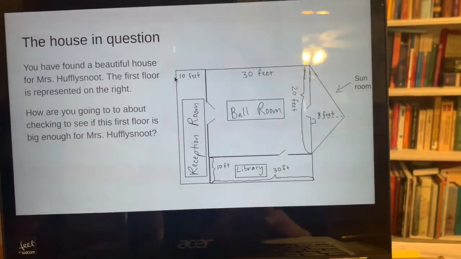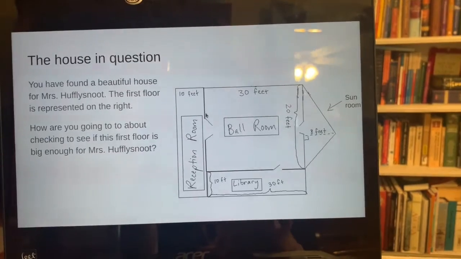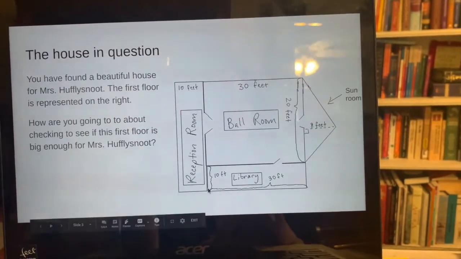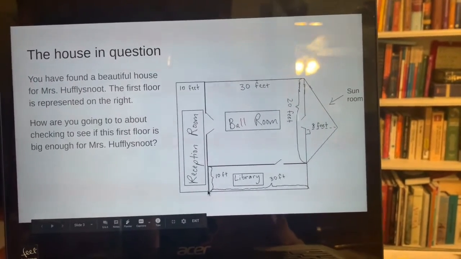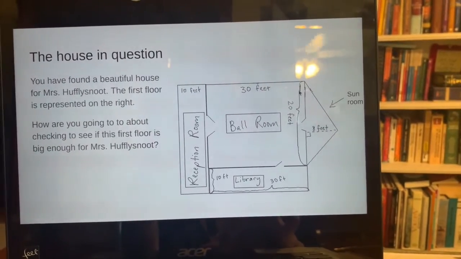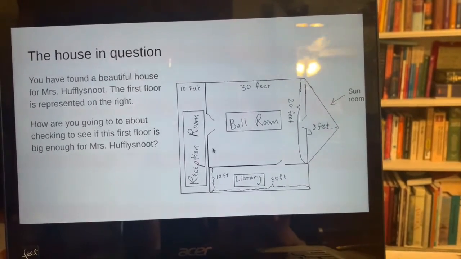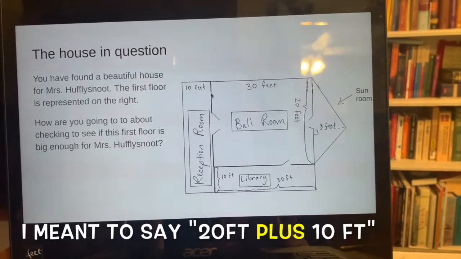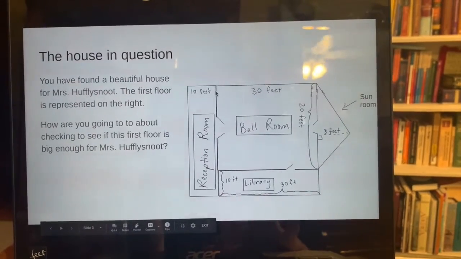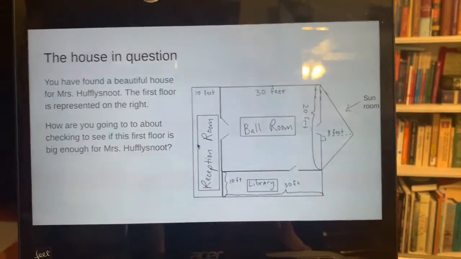So let's do the reception room first. Now we have 10 feet is this length here, but how long is this? Well, you know that this little portion here is 10 feet, and then in the ballroom, which is a rectangle, that side is 20 feet. So this has got to be 20 feet as well. So we have 20 feet plus 10 feet. That's going to be 30 feet along this entire long wall. So 10 times 30, 300. We've got 300 square feet in the reception room.